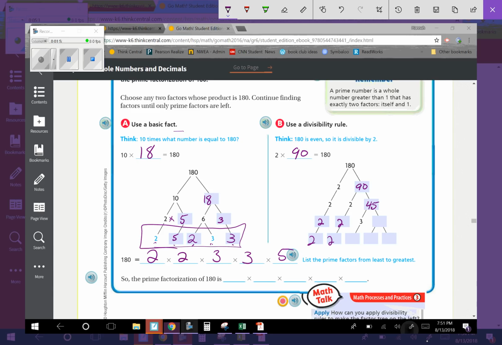45 divided by 3 gives me what? 15. 3 is prime, so it can't be broken down anymore. 15 is not prime, so I can break that one down even more. 15 can be divided into what two prime numbers? 3 and 5. So if you look, the prime factorization of 180 is written out in two different trees, but they come to the same answer. We got 2 times 2 times 3 times 3 times 5. So the prime factorization of 180 is 2 times 2 times 3 times 3 times 5.